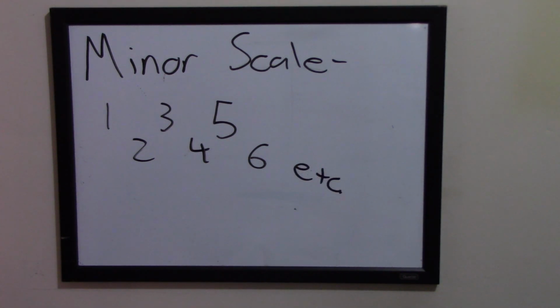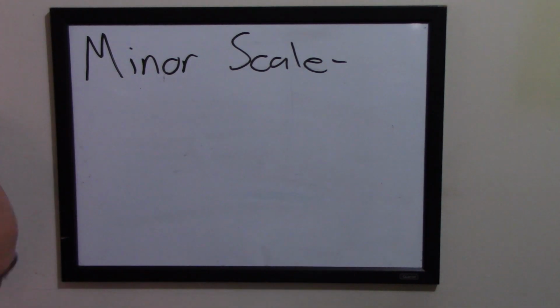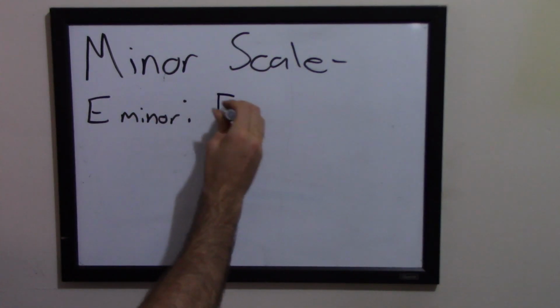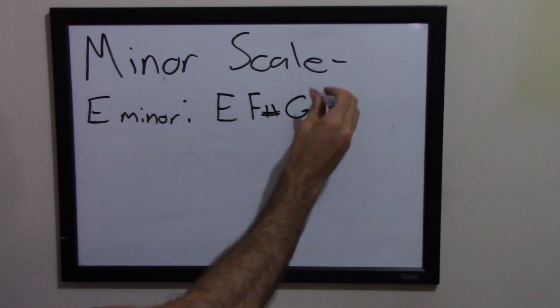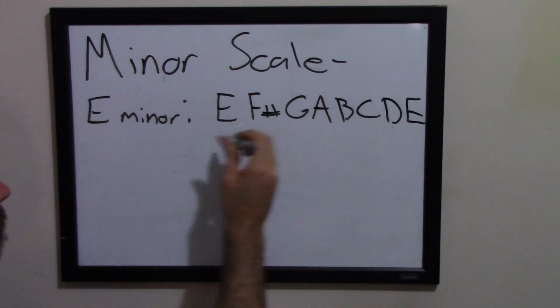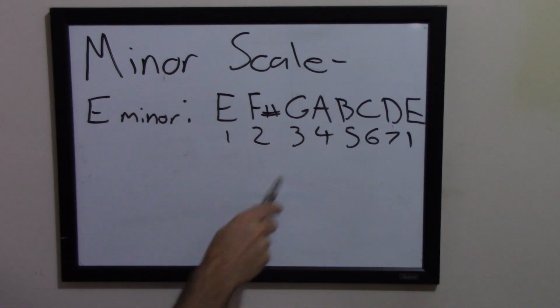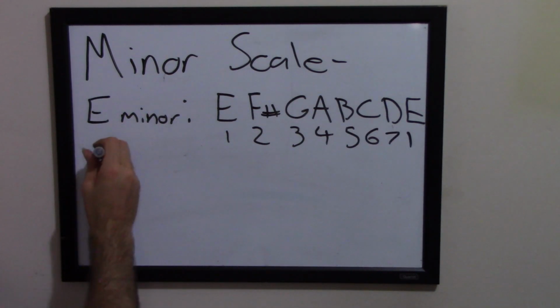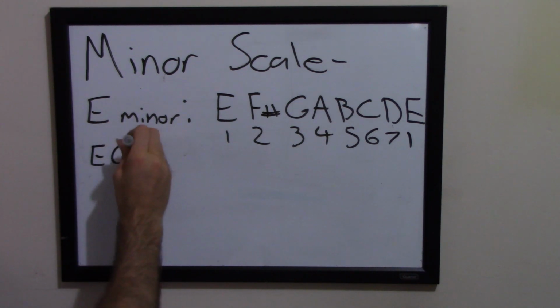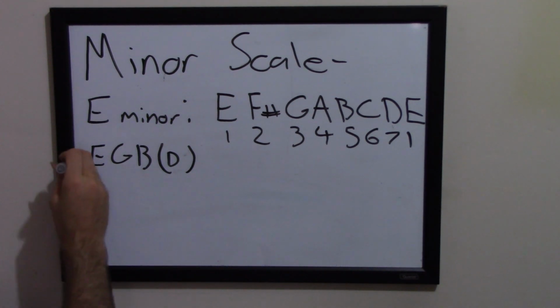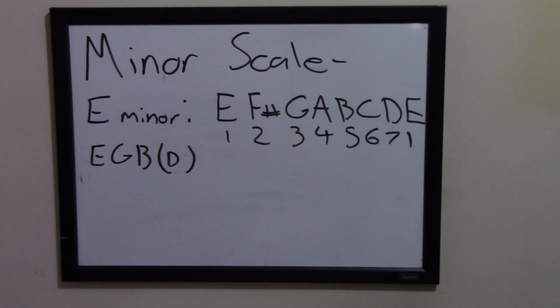So let's do it in the key of E minor. Our E minor scale is going to be E, F sharp, G, A, B, C, D, E. That's our E minor scale. So if we take the first, the third, and the fifth notes of an E minor scale, you get E, G, and B. That is an E minor chord. If you want to grab the 7, that we talked about in the 4th video of the series, that will give you a minor 7th chord, an E minor 7th chord.